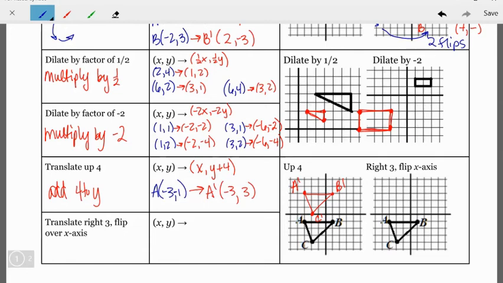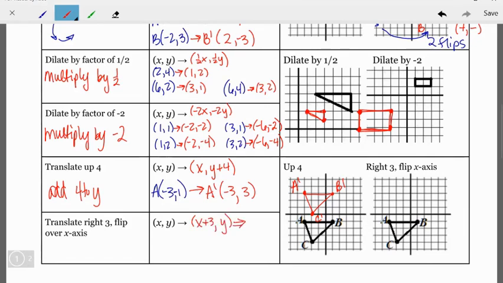Alrighty, so last example, translate right 3 and flip over the x-axis. So we have 2 things that we need to do here. So we're actually combining transformations on this last one. So first, let's actually write out a rule on this. If we translate to the right 3, is that moving x or y? It's moving the x, those go left to right. So we would want to take our x and add 3.